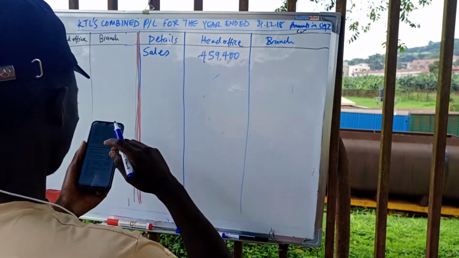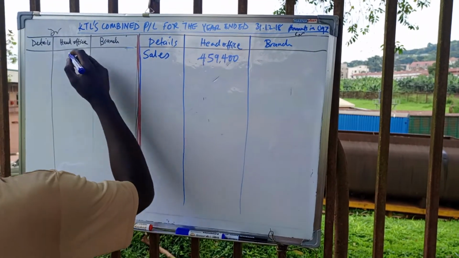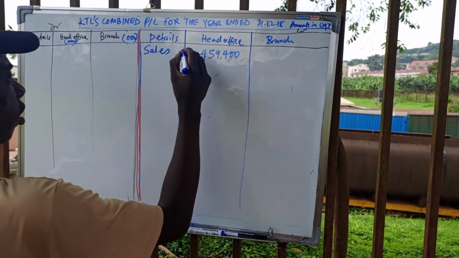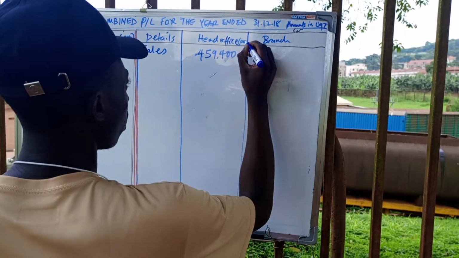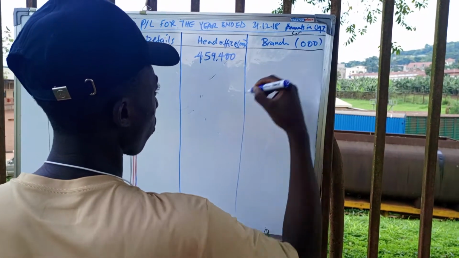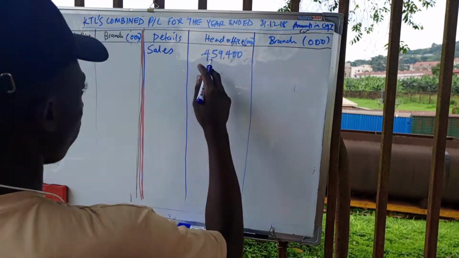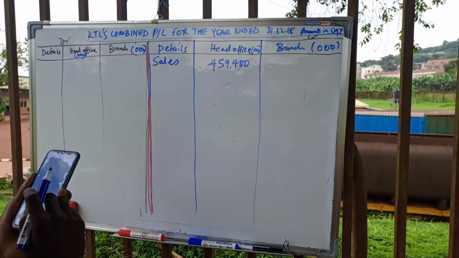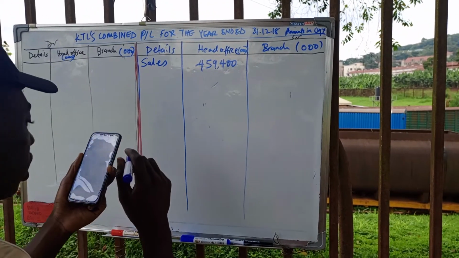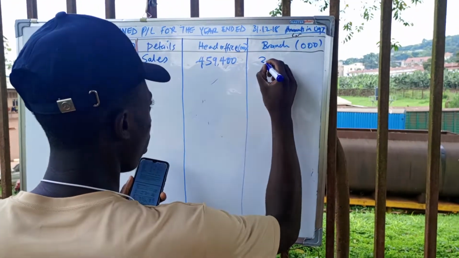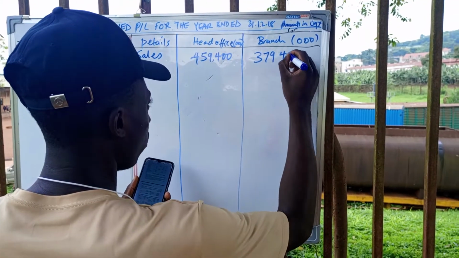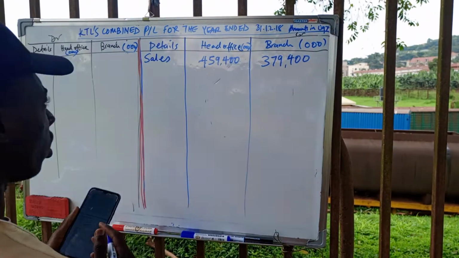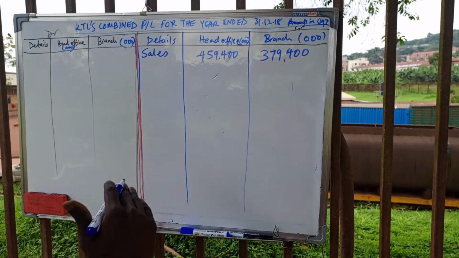Of course, I forgot to include the zeros, but you can put them there to recognize that these figures are in thousands. Then even this 1,000. So you recognize those zeros because this is 459,400,000. Then when you go to the sales for the branch, they are showing it is 379,400. If we check the trial balance, 379,400, yes.